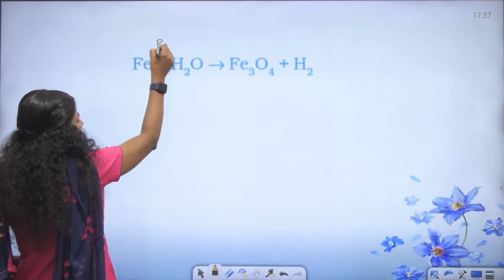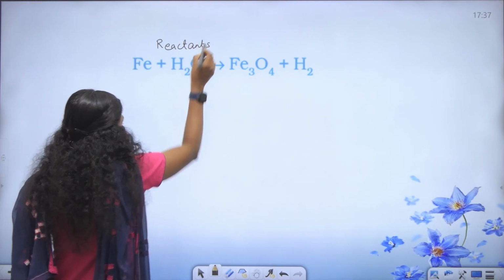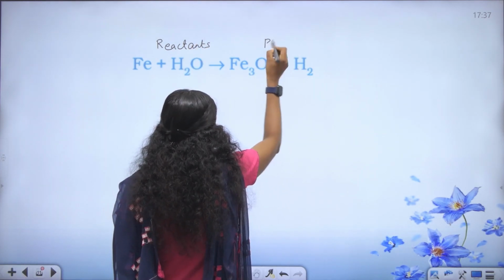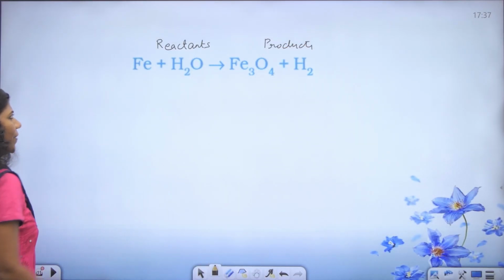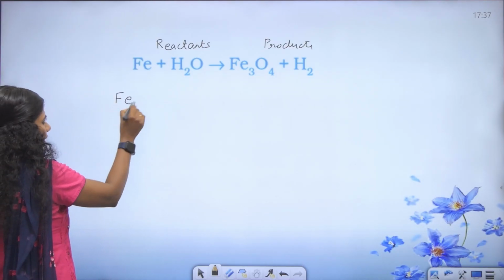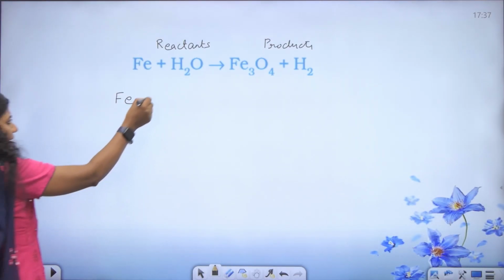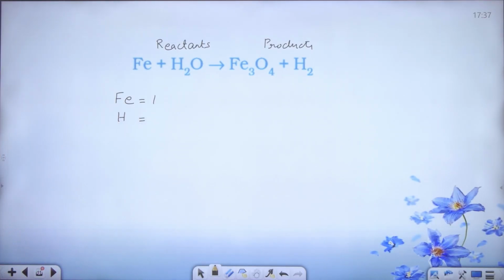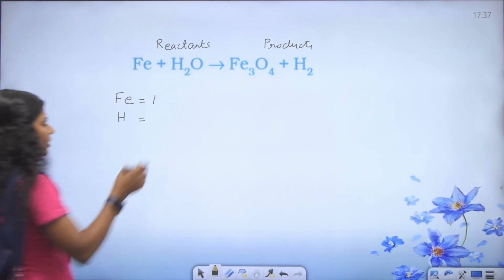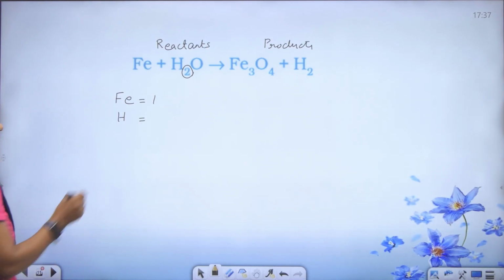In the product side and the reactant side. Fe and H2O are reactants and Fe3O4 and H2 are products. Then count the atoms. Number of iron atoms in the reactant side is only 1. Number of hydrogen atoms, H, not hydrogen molecule, hydrogen atoms, in the reactant side. It's H2O, H2. Number of hydrogen atoms is 2.